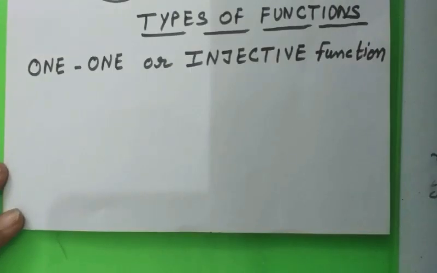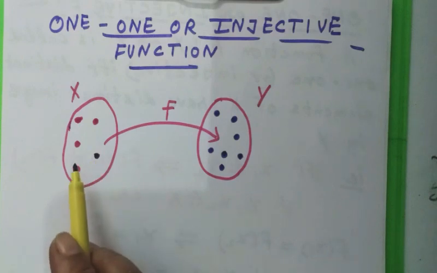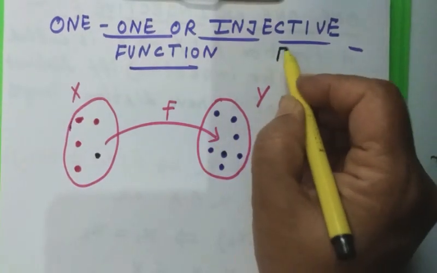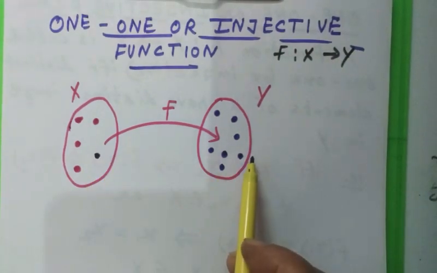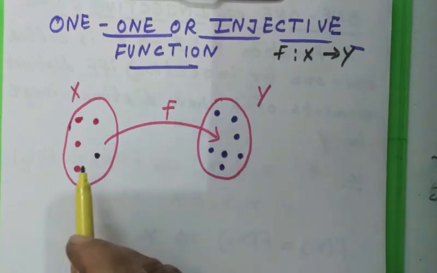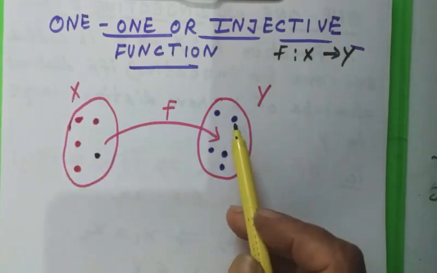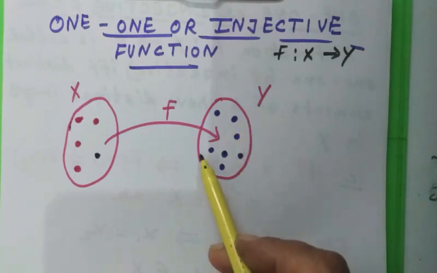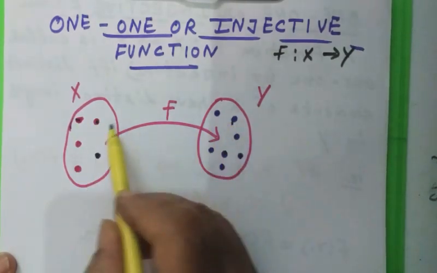First we are studying one-one or injective functions. Let us write its definition. First let us try to understand the meaning of a one-one function. Consider a function f from a non-empty set x to a non-empty set y. Let these ovals represent the sets x and y, and let f be the function. A function will be one-one if distinct or different elements of x have distinct or different images in y. It means if these two elements are different, their images should also be different.